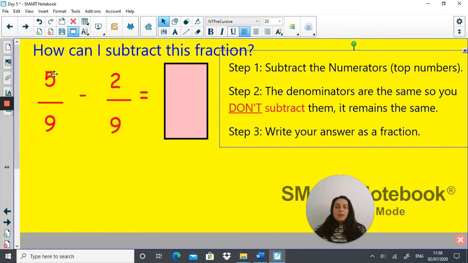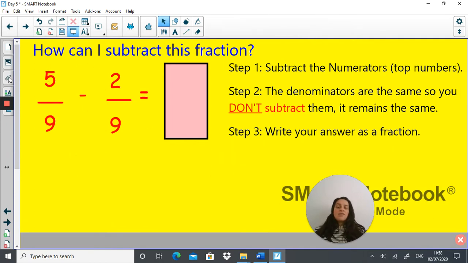Good. So how can I subtract this fraction? 5/9 take away 2/9. As a rule, step 1, you subtract the numbers at the top, 5 and 2. So 2 taken away from 5. The denominators stay the same. You do not subtract them. So similar to adding, it's only where the denominator is the same. It's only the numerators that you actually subtract, not the denominators, and you write your answer as a fraction.